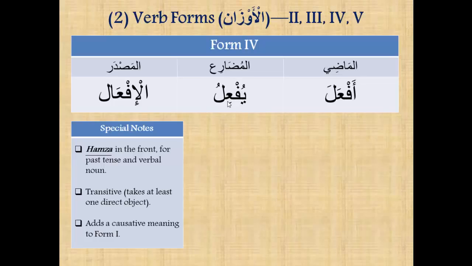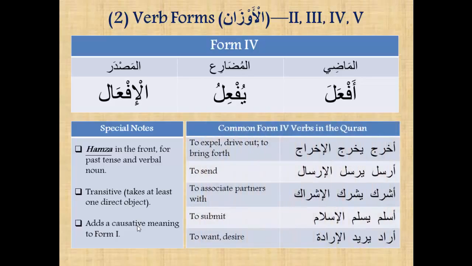Now, Form 4 is somewhat similar to Form 2 in that both are transitive. So Form 2 and 4 generally take at least one direct object. And Form 4 also has this causative meaning effect. It adds a causative meaning to Form 1. So let's look at some examples of Form 4. These are common Form 4 verbs in the Quran.